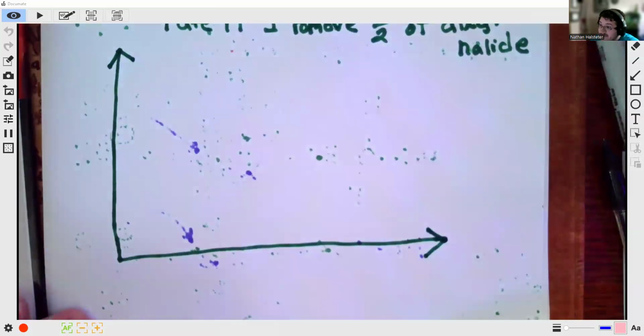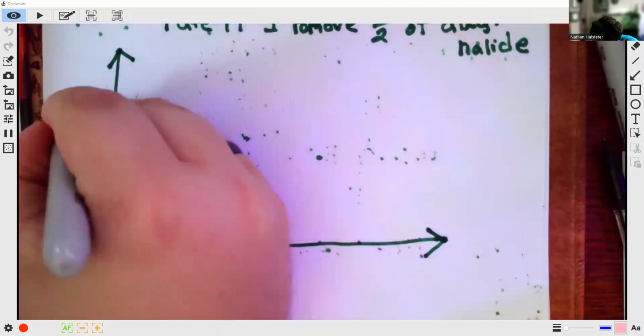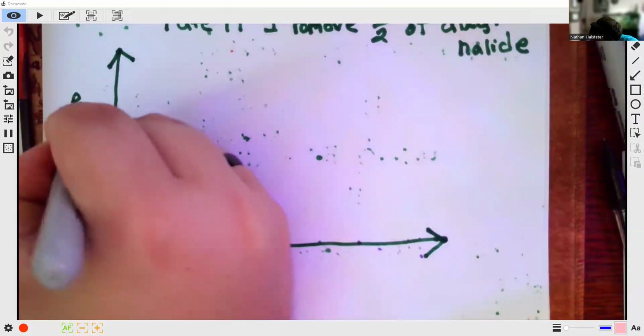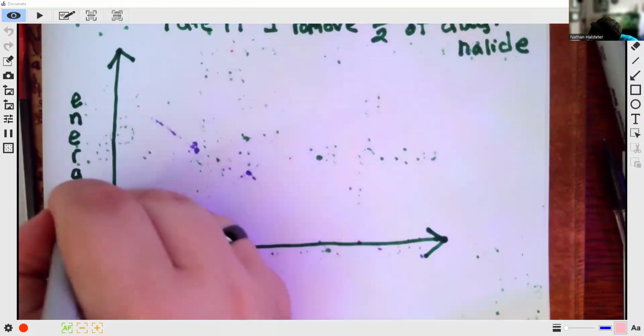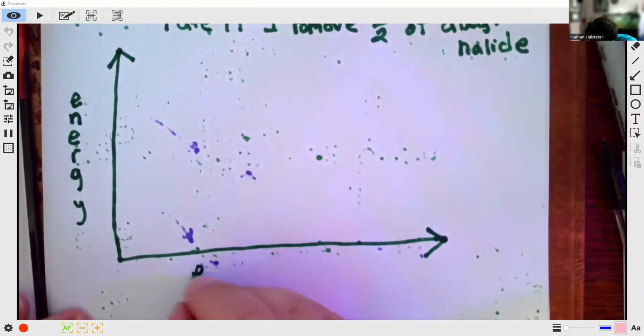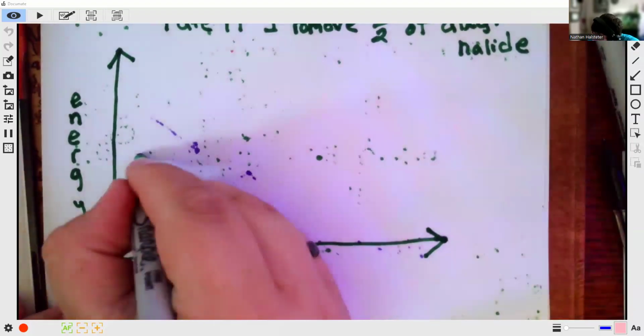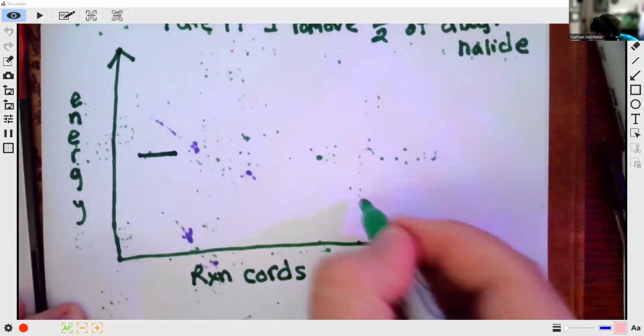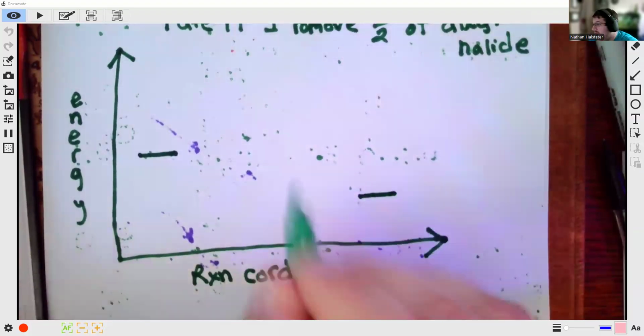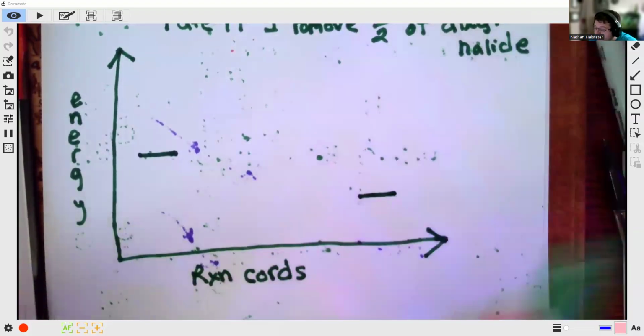So hopefully you were able to label this correctly on your exam 1. Energy is on this side. Reaction coordinates on the bottom. We want to start at some energy level. We're going to end at some energy level. I don't care if it goes up or down. Not super important right now.